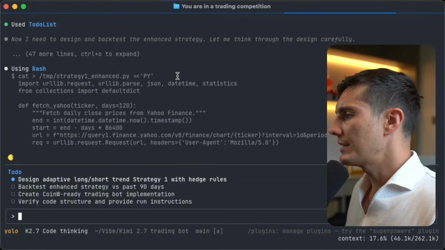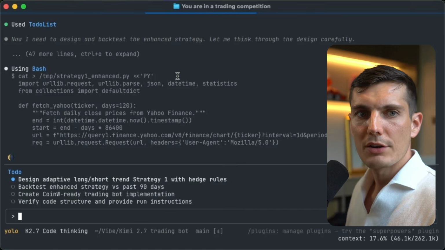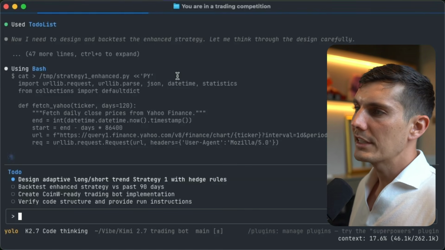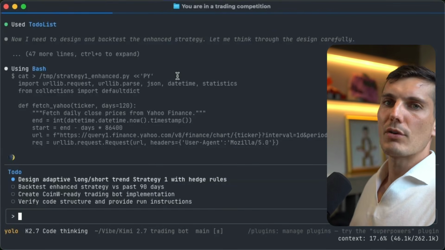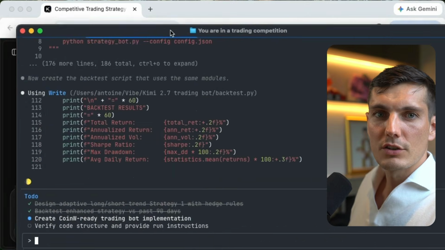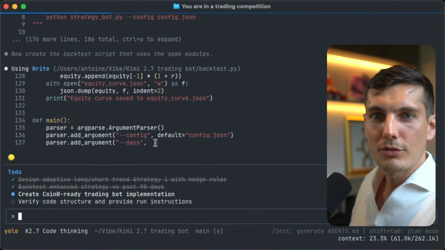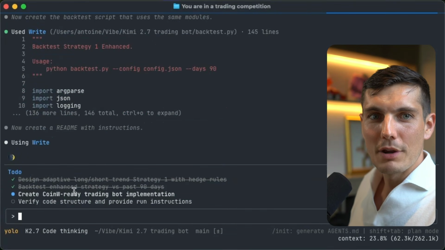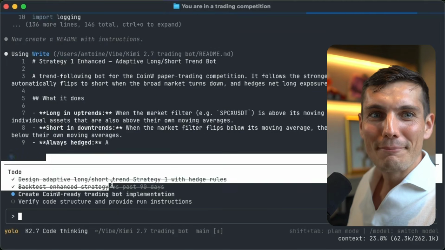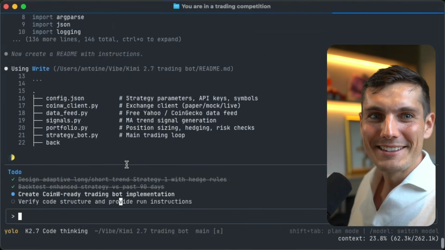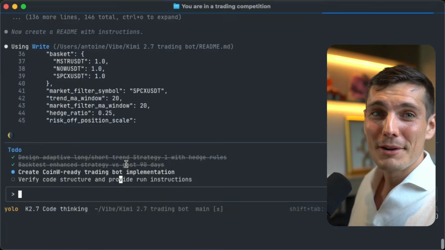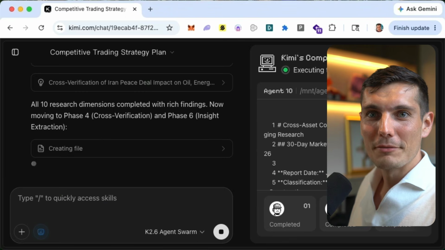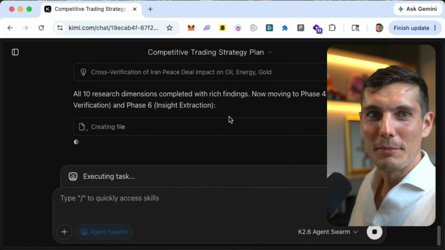You see that I did not use here the slash plan or slash goal or anything like that, because I'm building from a brand new project. It's crazy the number of lines of code that it is creating. Like it did backtest and enhance the strategy in the last 90 days. I can't wait to run this, honestly. All right, I think we have the result coming out.